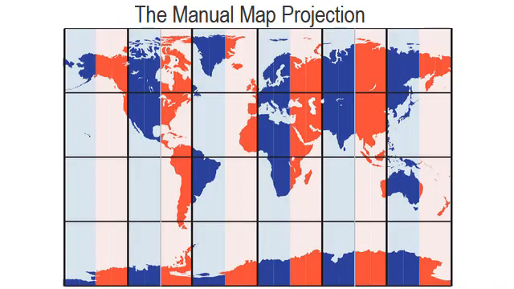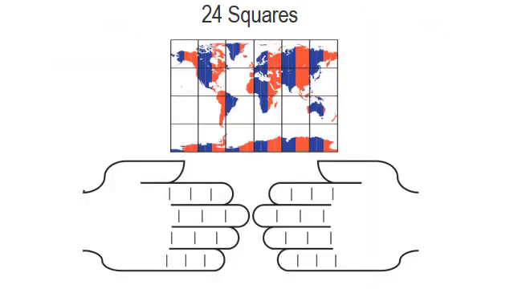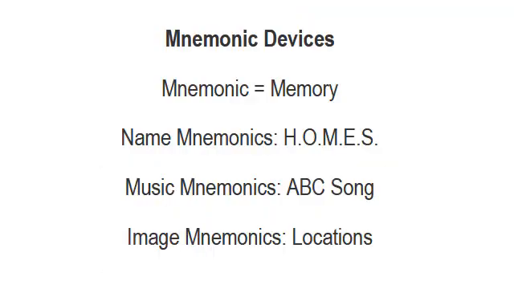All of the app's maps are based on the manual map projection. Map projections are geometric systems for converting a three-dimensional spherical surface into a two-dimensional flat surface. Associating the 24 primary squares of the map with the 24 segments on your fingers is the key to remembering locations. The manual map projection is a type of mnemonic device.